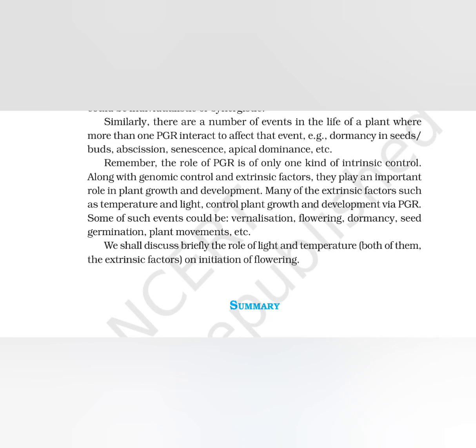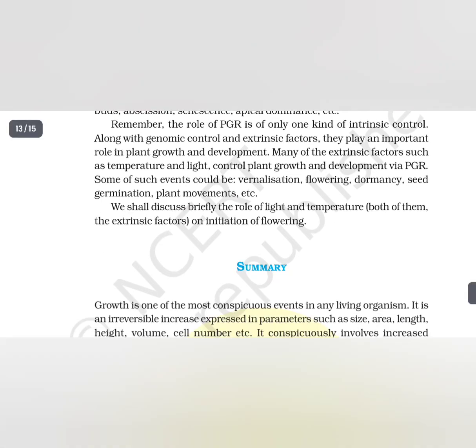Many of the extrinsic factors such as temperature and light control plant growth and development via PGRs. Some of such events could be vernalization, flowering, dormancy, seed germination, plant movements, etc. We shall discuss briefly the role of light and temperature, both of them extrinsic factors, on initiation of flowering.